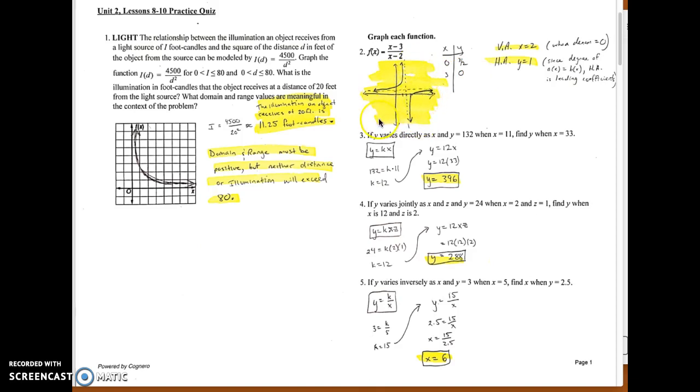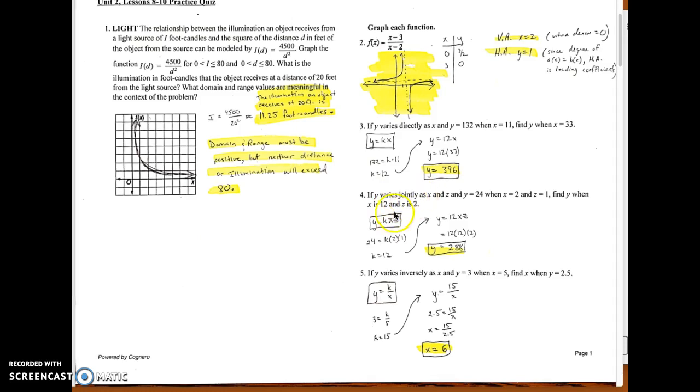Question 3 is a direct variation equation. It says y varies directly, so you want to write down the direct variation equation. Use the first information to solve for k, then plug your k in, and use the second information to find y when x is 33. Question 4 is joint variation, so I wrote the joint variation equation. The first thing, again, you're going to do is solve for k and then plug that information in and do the second part of the problem.